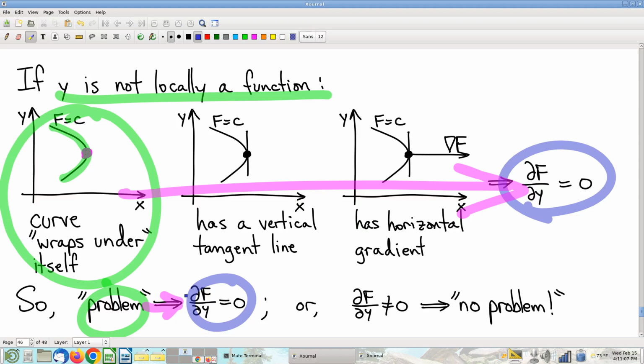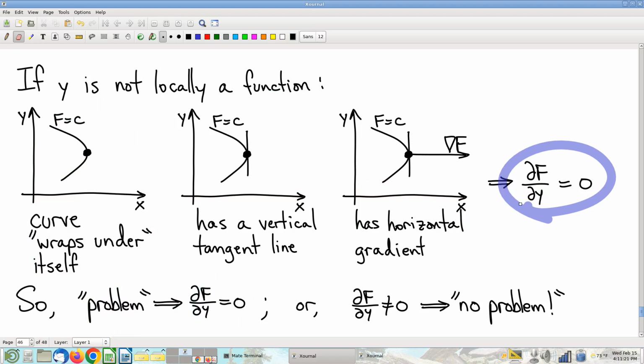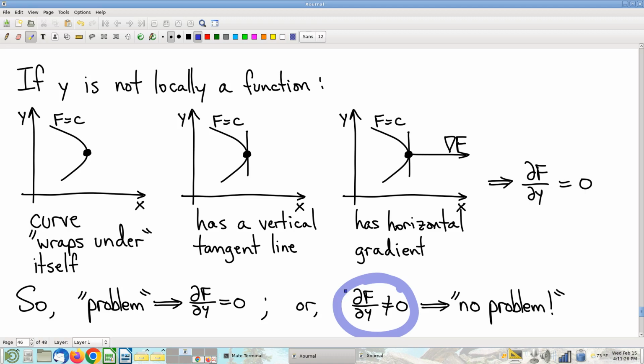And now I remind you of the contrapositive construction. The contrapositive is where you take your statement and you turn it around backwards and put not in front of both the hypothesis and the conclusion. So the contrapositive here, also true in other words, is that, look, as long as that y partial is not 0, then this whole story here can't happen, because in this above story, the y partial is 0. So if you already know that your y partial is not 0, nothing up here could happen. In other words, no problem.